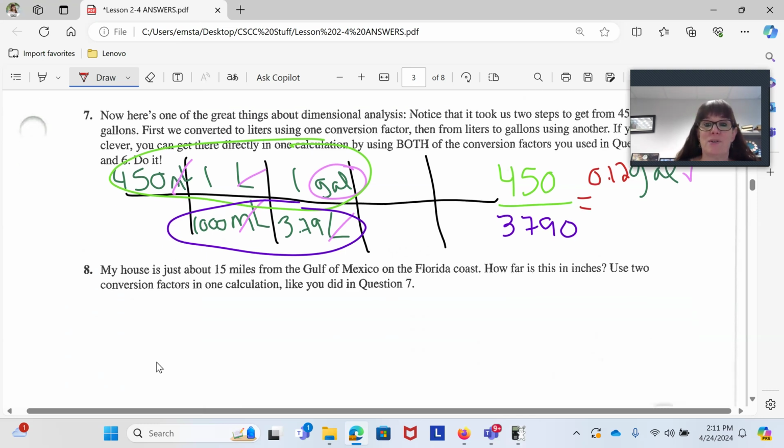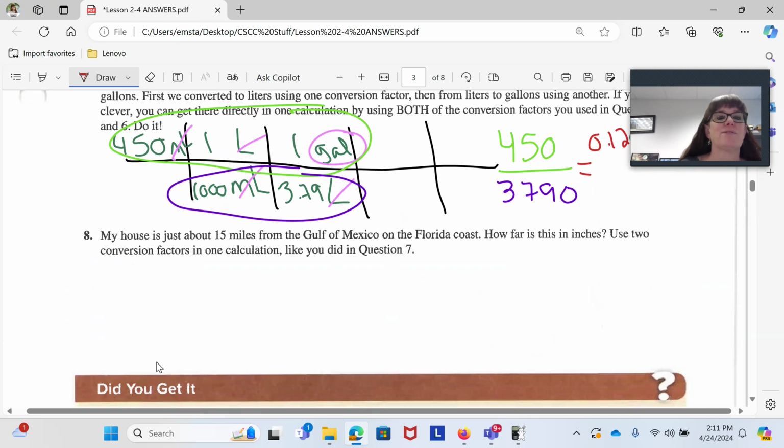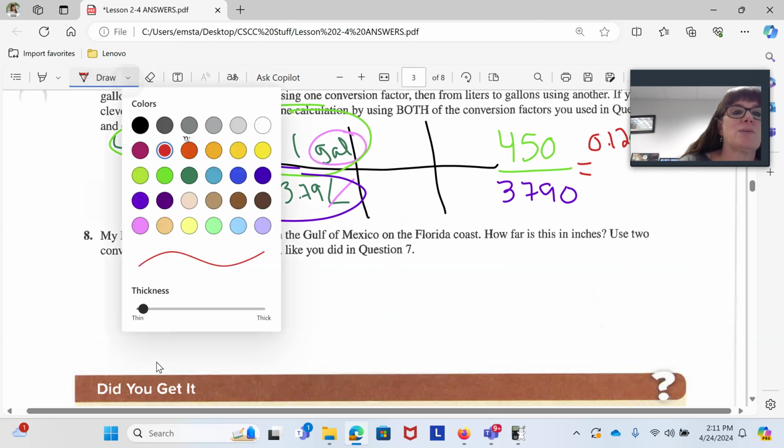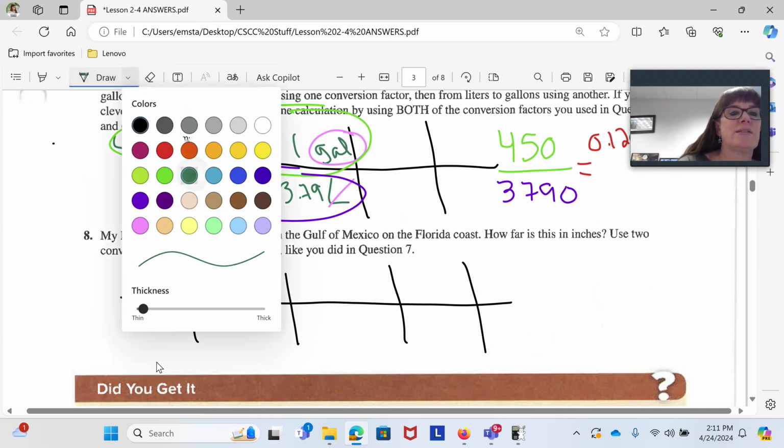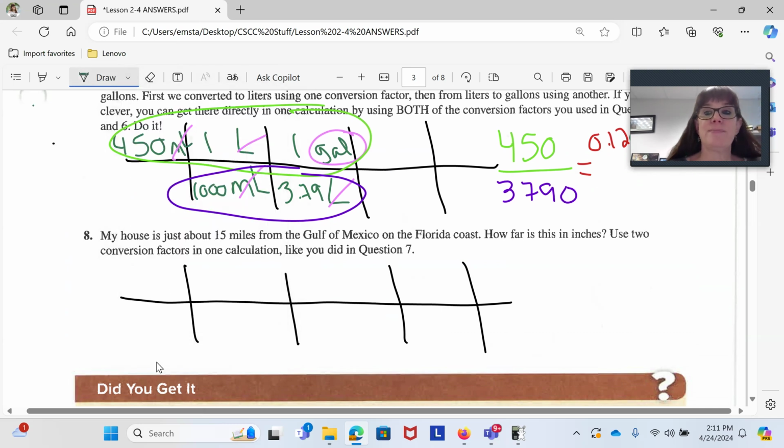So number 8, we're going to do another conversion. We're going to convert miles into inches, and we're going to do it all in one step like we just did in number 7. So I'm going to go ahead and set up my train tracks. Again, I can always have too many, that's okay. I just don't have to use all of them. And let's write in the top left corner what we're converting. He says my house is 15 miles, so that's what we're converting. And I'm trying to get into inches. Not sure why, but we're trying to get into inches.